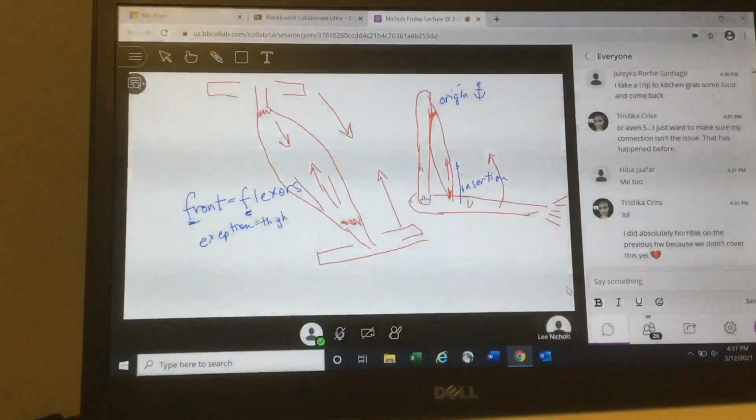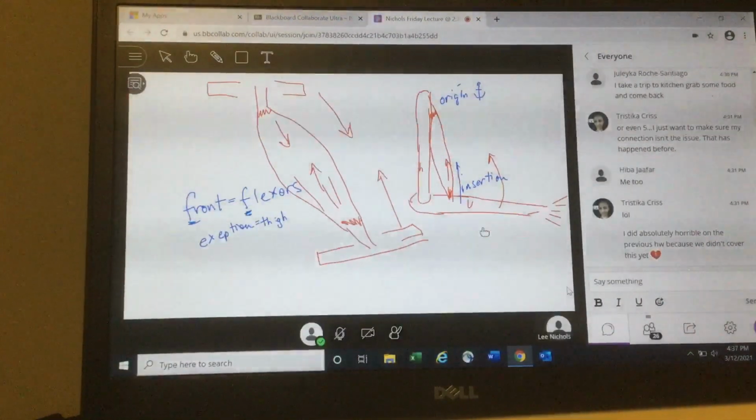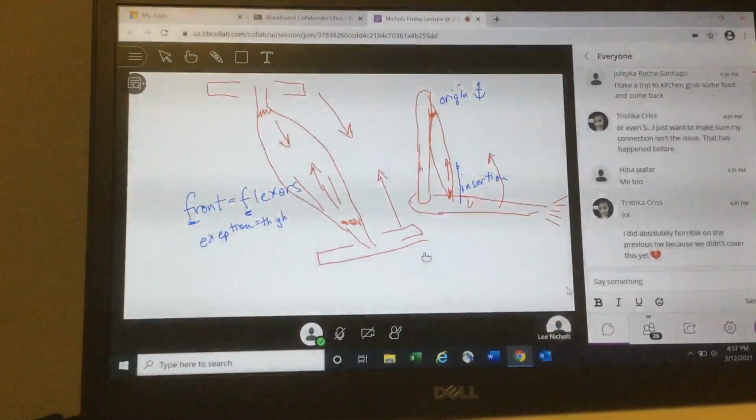The opposite of flexion is extension. So we talk about extension going back to anatomical position. We talked about these movements a few weeks ago when we went through articulations.